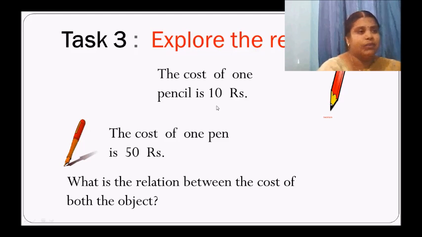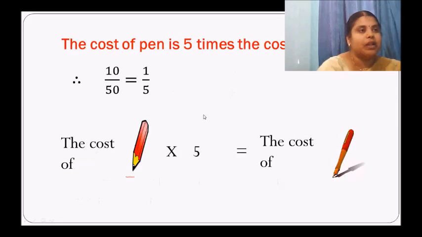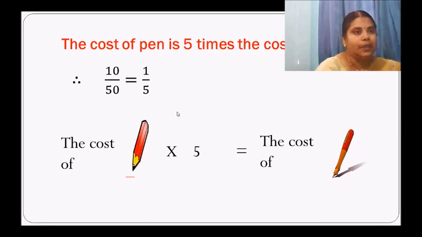Next task is, the cost of one pencil is 10 rupees and the cost of one pen is 50 rupees. Then what is the relation between the cost of both the objects? We can say that the cost of the pen is 40 rupees more than the cost of the pencil. In another way, we can divide 10 by 50, which is equal to 1 by 5. The ratio between these two quantities is 1 by 5. It means the cost of one pencil, that is 10 rupees, multiplied by 5 is equal to the cost of the pen, which is 50.